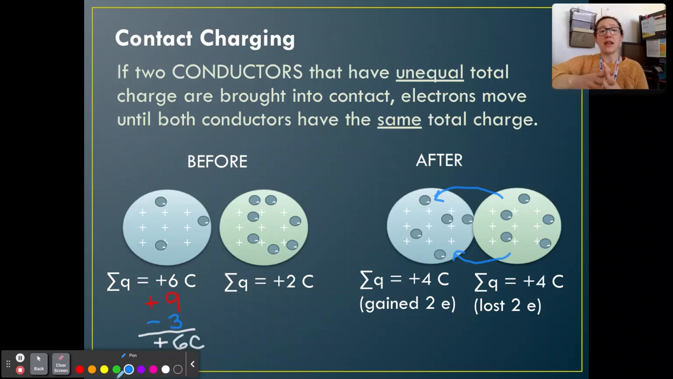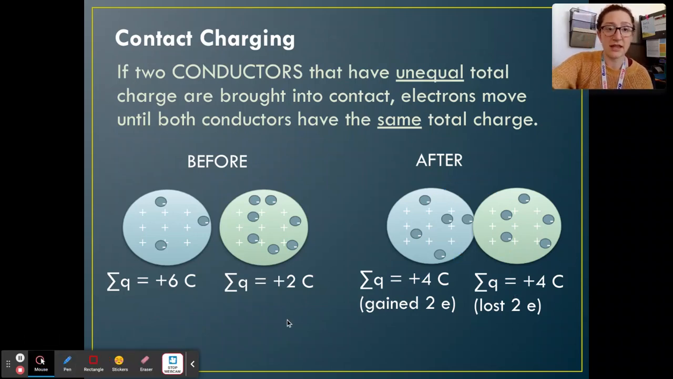So now by coming into contact, they balanced each other out. It doesn't mean that they both became neutral. It means they both ended up with the same total charge. That's contact charging.